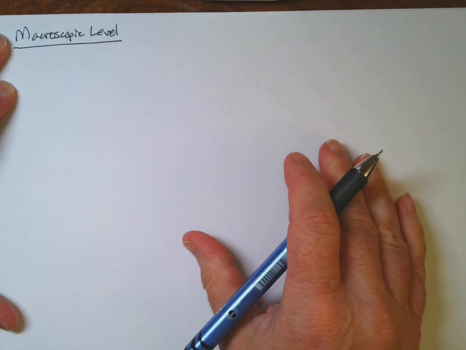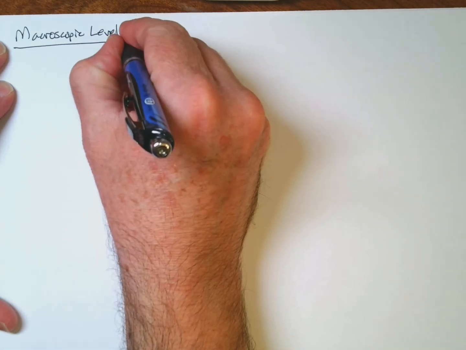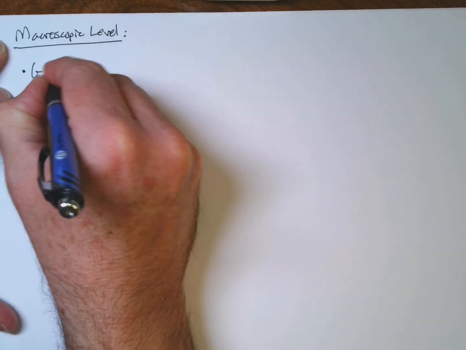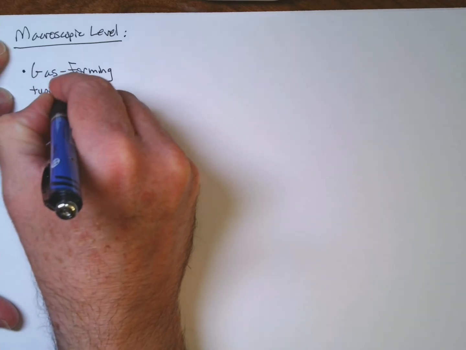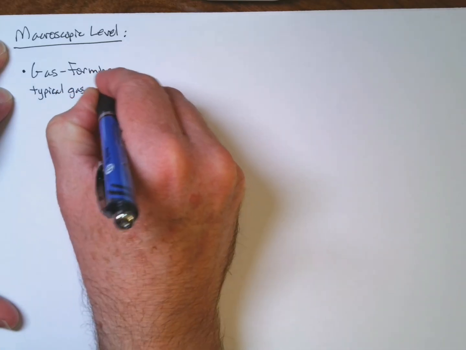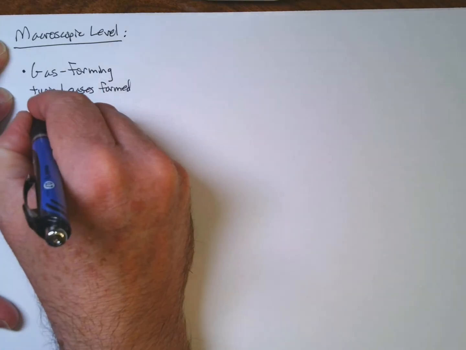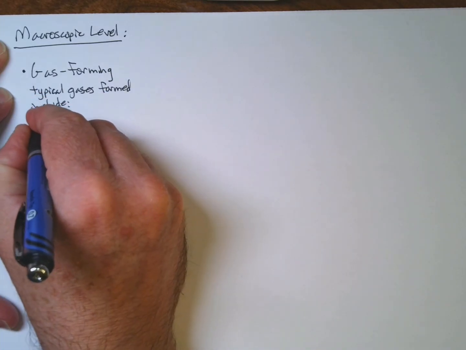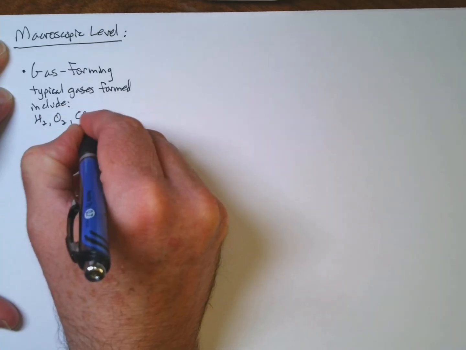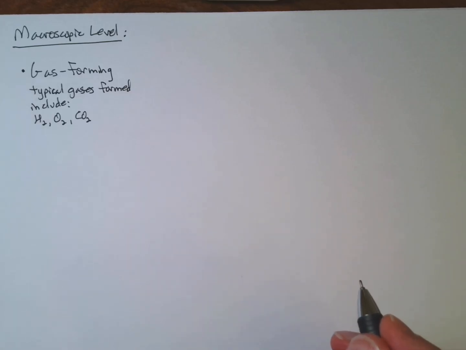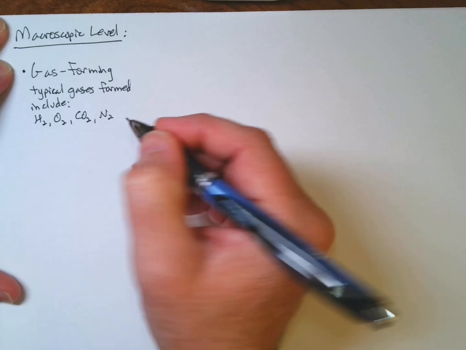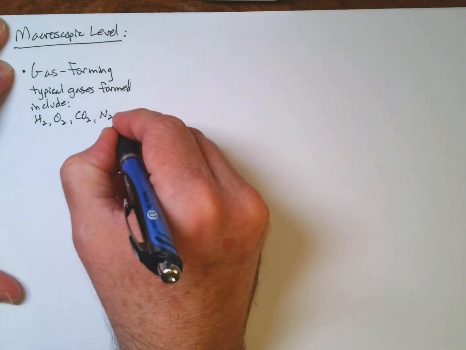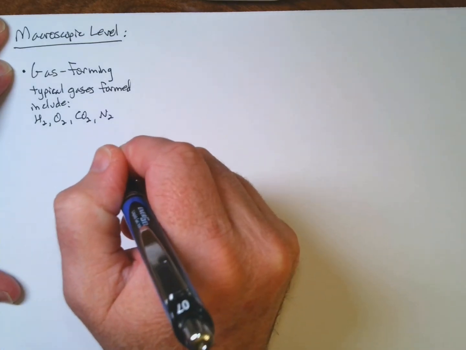So we've already seen some of these types of reactions. One is a gas forming reaction. And typical gases that can be formed include H2, we could get O2, CO2 is a typical gas that's formed. Sometimes we could get other gases, we could get N2 gas, could get a halogen, Cl2 for example, but these would probably be the most common in terms of gases formed.